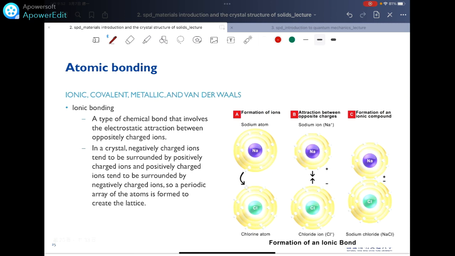So then the next one we're going to discuss is the bonding. So inside of the semiconductor or the crystal, actually there are different ways of bonding. So the first one is ionic, and the second one is covalent, and the third one is metallic, and also we have van der Waals bonding.